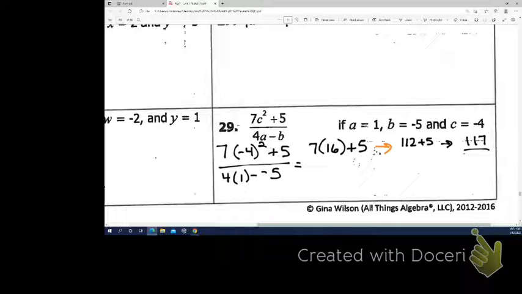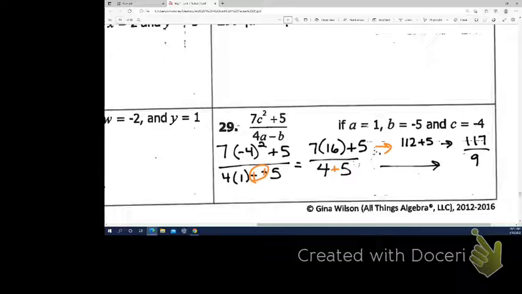And we need to finish off the bottom. Well, 4 times 1, that's easy enough. 4 times 1 is 4. And then hopefully we recognize with this double negative here, that becomes plus. So this just becomes 4 plus 5. And 4 plus 5, we can just slide that all the way over here. 4 plus 5 is 9.